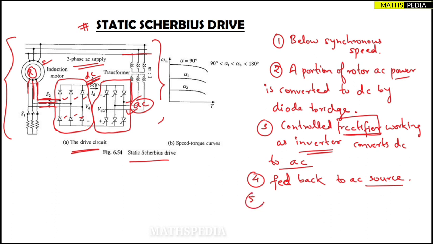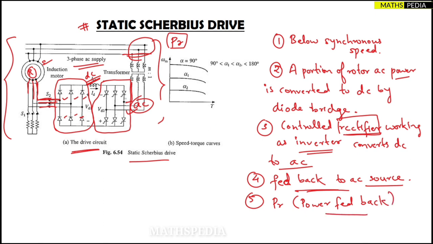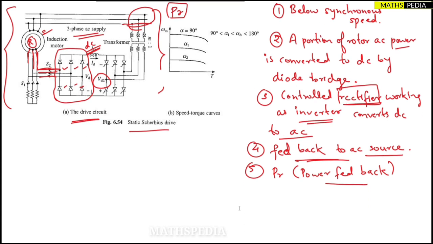Coming to the fifth point: whatever power we have fed back to this portion, we call it PR, which is nothing but power fed back. So how can I control this? This power fed back can be controlled by this VD2, which is nothing but the inverter counter EMF.